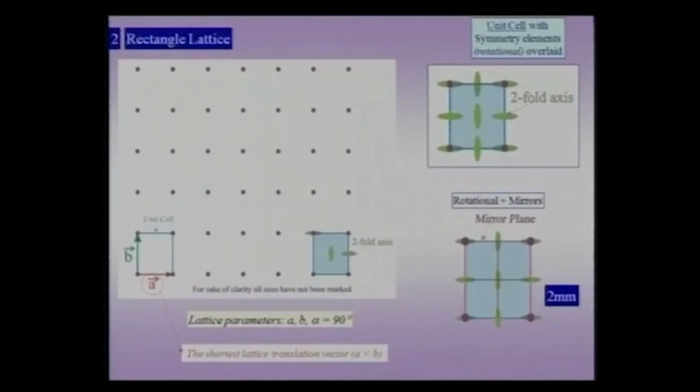On the figure on the right hand side, I have shown on a unit cell of this rectangular lattice all the two-fold axes overlaid. As you can see here, there are various two-fold operators, and apart from the lattice points, they are also present at the centers of the edges and also at the center of the entire unit cell. And as I have told you before, for sake of clarity, I am not drawing all the symmetry operators on the entire lattice, but once you obtain a unit cell, then that unit cell is translated to get the entire lattice with all the symmetry operators overlaid on the lattice.